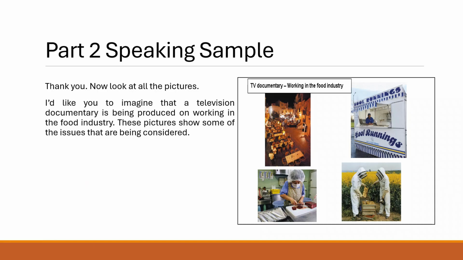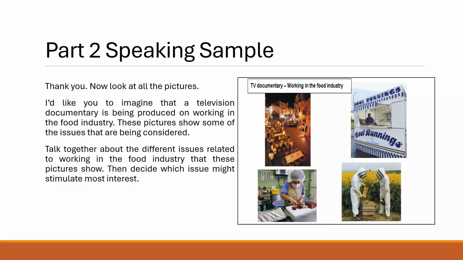The task in this case is a television documentary that will discuss working in the food industry, and these pictures represent aspects of the food industry. And the instructions for you are to discuss the issues that these pictures represent here. And then to complete your task, you need to make a decision of some kind. In this case, it's nominating one of the options that you've just been talking about. And this, of course, is 3 minutes long.